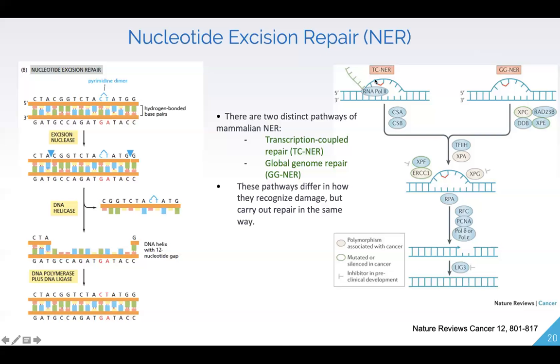Okay, so in NER, the lesions are recognized either by RNA polymerase II signaling through Cockayne syndrome A or B, or XP factors along with some other accessory factors. From here downward, the process utilizes the same set of proteins, TFIIH and XPA, and they will start cleaving the damaged strand far away from the lesion, about 20 nucleotides apart, and then recruiting additional proteins that include PCNA along with the DNA polymerase delta or epsilon.